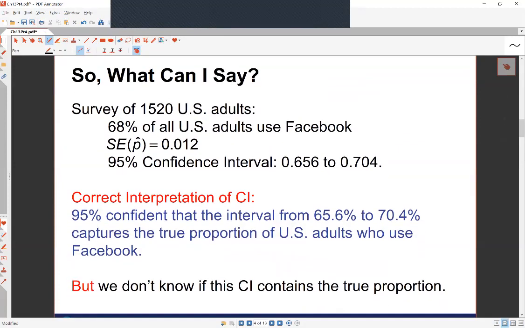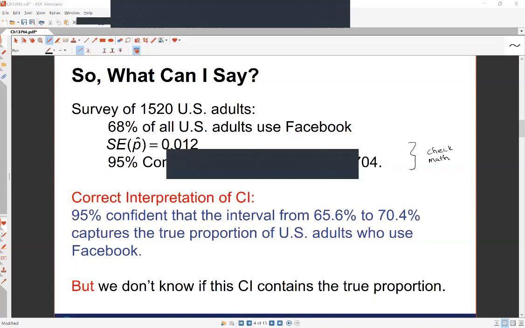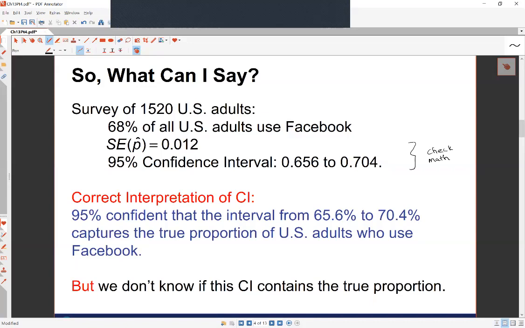So let's look at one example. Let's say we had a survey of 1,520 US adults. 68% of them say they use Facebook. Now, you should go and check the math here, but for this result, we know that the standard error is 0.012, and you can construct a 95% confidence interval that ranges from 65.6% to 70.4%.